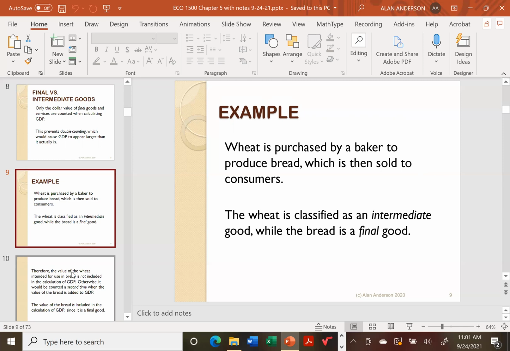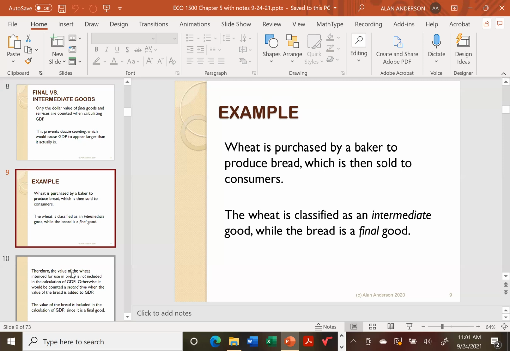Okay. Now, sometimes it's easy to do this, sometimes it's not. A lot of these calculations can run into gray areas, but I think this is a pretty simple one because obviously you don't directly consume wheat. It has to be converted into something that's edible. So you will not see in the GDP accounts the value of the wheat and the value of the bread both listed. It's always going to be the final good.